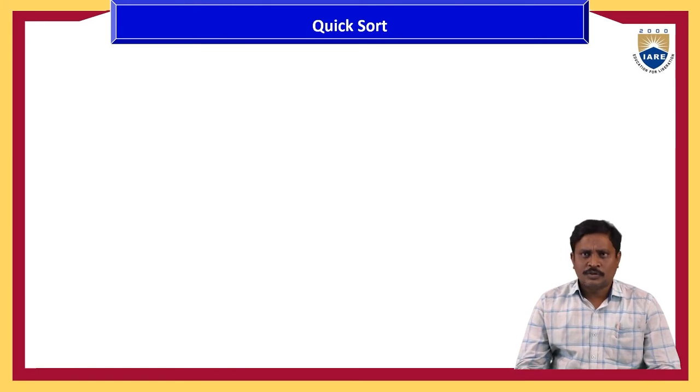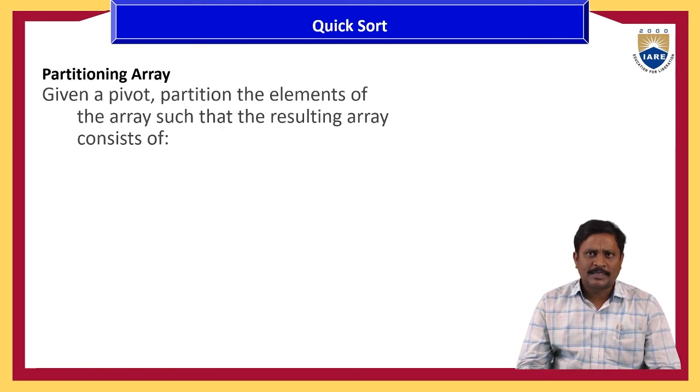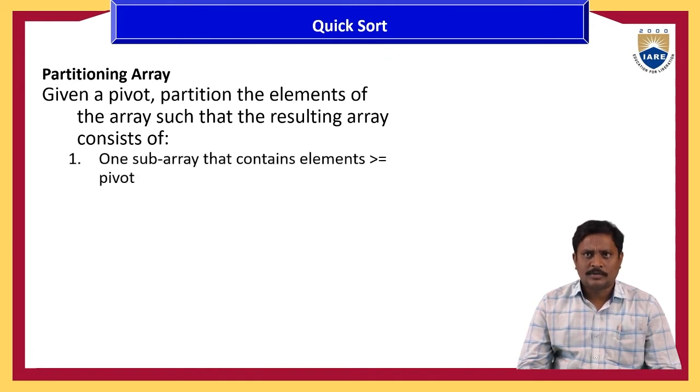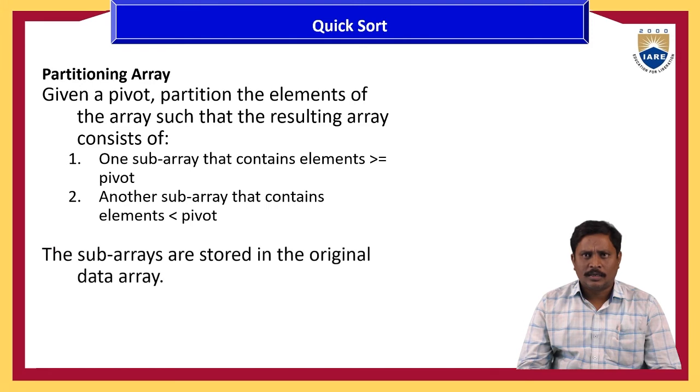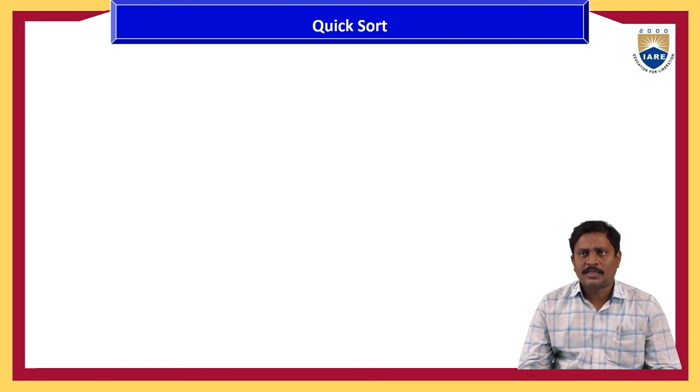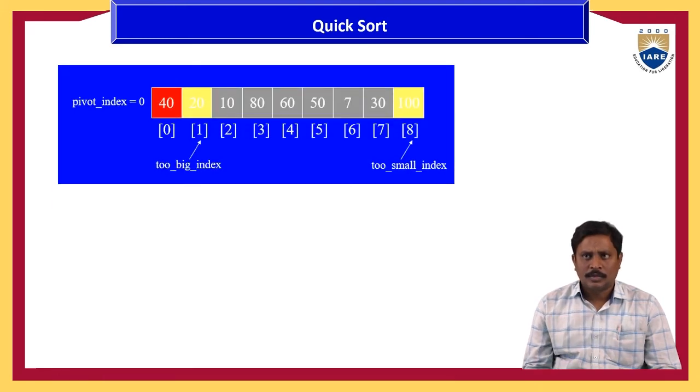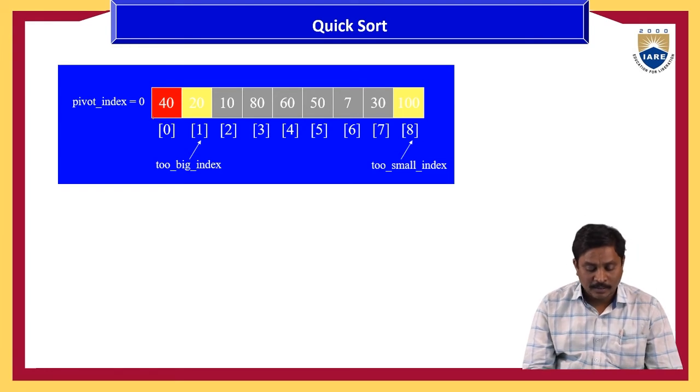So after choosing the pivot element, we partition the array into 2 subarrays. Now here you see, the elements which are less than the pivot element form one subarray. The elements which are greater than or equal to the pivot element form another subarray. So we divide in that way. Now 40 is the pivot element, and the second element is here.